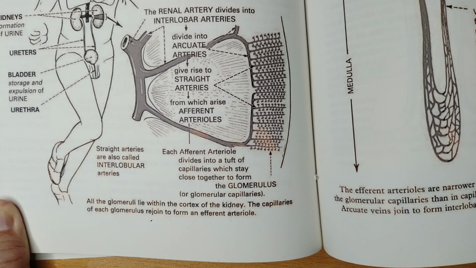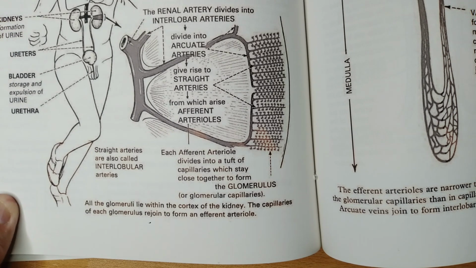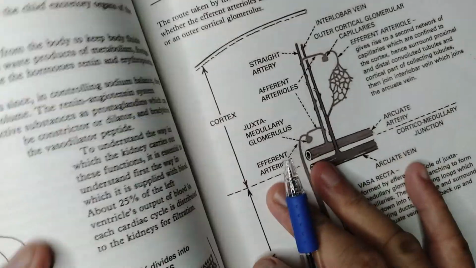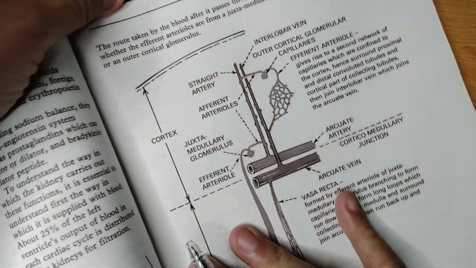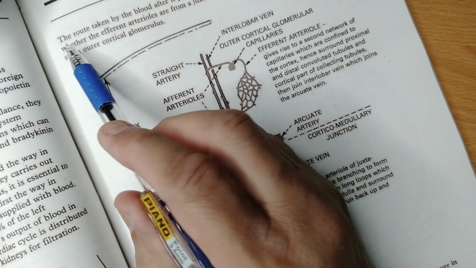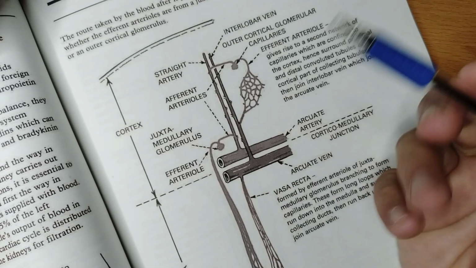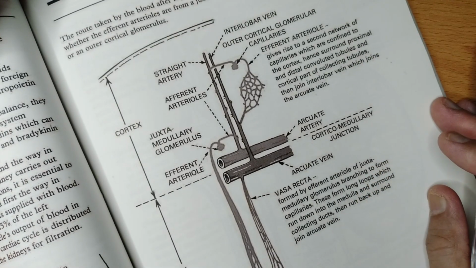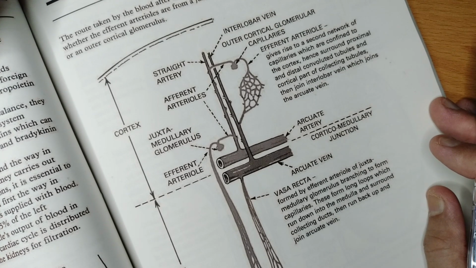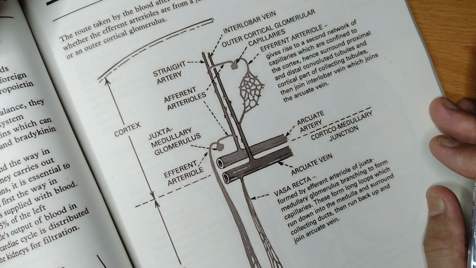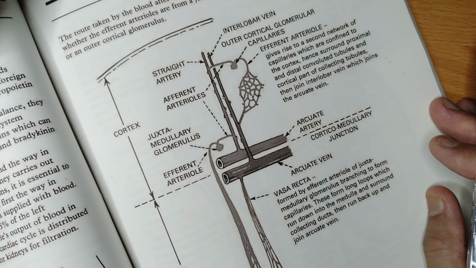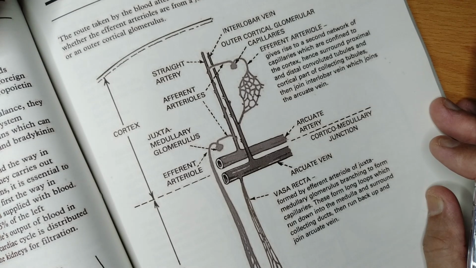Let us discuss it in further detail in a better diagram. You can see here, this is another detailed diagram. We have so far discussed that the renal artery divides into interlobar arteries, which divide into arcuate arteries. They give rise to straight arteries. Straight arteries are actually known as interlobular arteries, and from straight arteries we have afferent arterioles. Each afferent arteriole divides into a tuft of capillaries which stays close to the glomerulus to form glomerular capillaries.